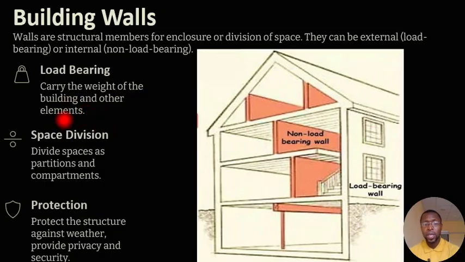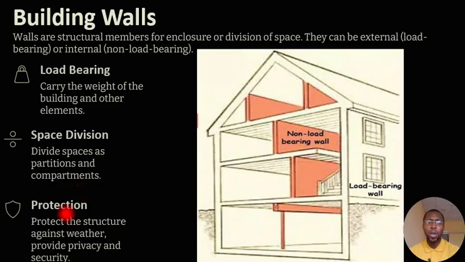All right. Then when we talk about space division, the space division is done by the internal wall, not the load bearing wall. So it helps in dividing space as partition and compartment. That's when you have the room, the bedroom, the sitting room, the kitchen, the toilet. You make use of the non-load bearing wall in creating the compartments or partitions.